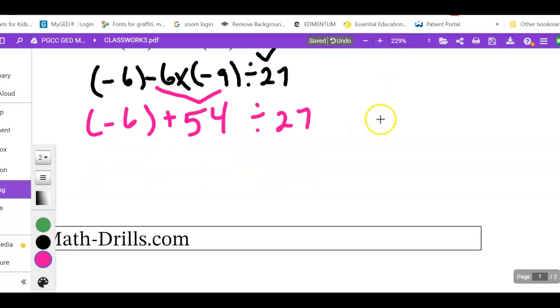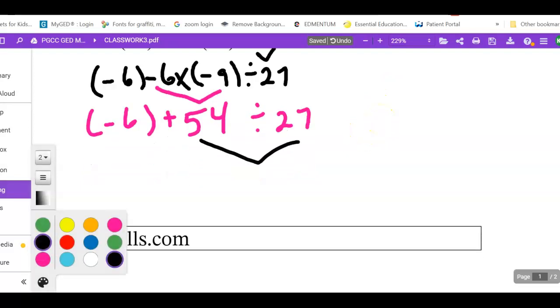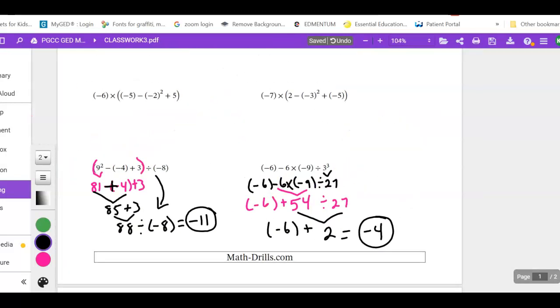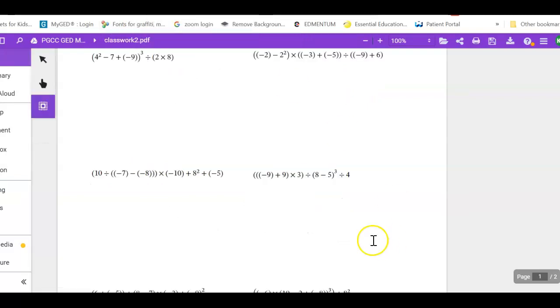Now, I go here. Remember, the division will come first. 54 divided by 27. That's going to give me a positive 2. Bring down the rest. I have this. Now, negative 6 plus 2. That's going to give me negative 4. Subtract. Keep the sign of the larger digit. Negative 4. Shall we keep it going? Of course we can. Let's try some more.